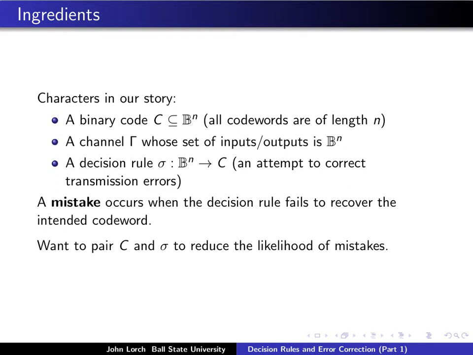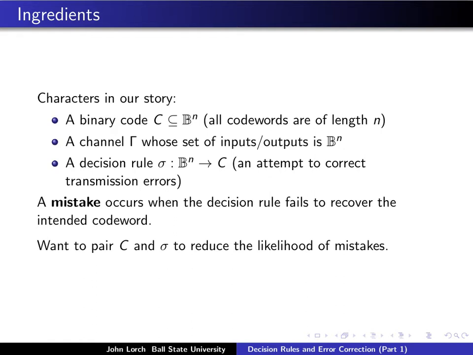At the outset, there are several important characters in our story. The first is a binary code. Now, these binary codes are all going to be strings of length n. So all of the code words will have the same length. We'll also be dealing with a channel, right? We will have a sender who encodes a message and then puts it into a channel for a receiver to receive. The inputs and outputs of these channels will be binary strings of a fixed length n.